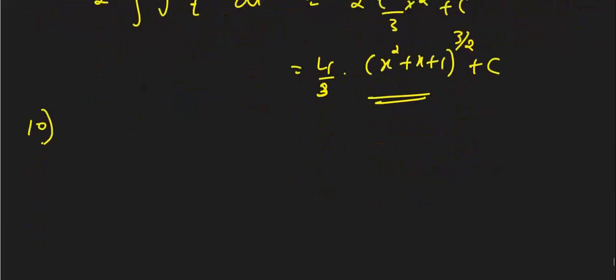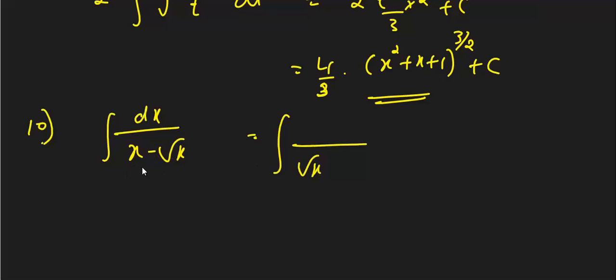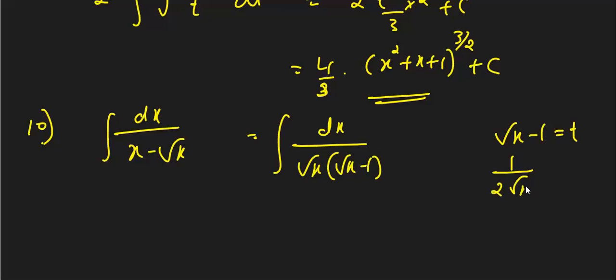Consider 10th question. Integral dx by x minus root x. If you observe the function in the denominator, we can keep root x as the common factor outside. So numerator remains as it is, integral dx by root x into root x minus 1. Now you can take root x minus 1 equal to t, differentiate this. Derivative of root x is 1 by 2 root x dx, that is equal to dt. So you have dx by root x with you.